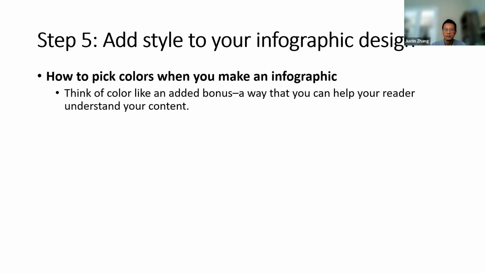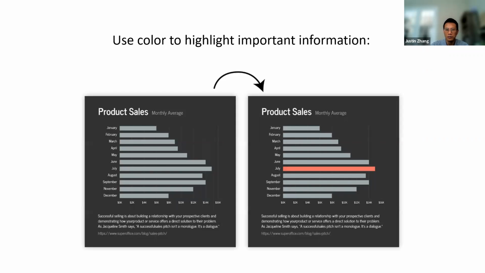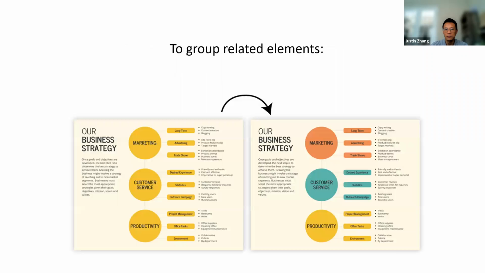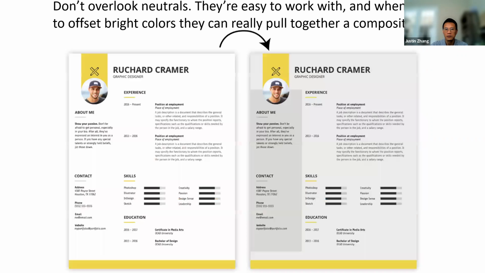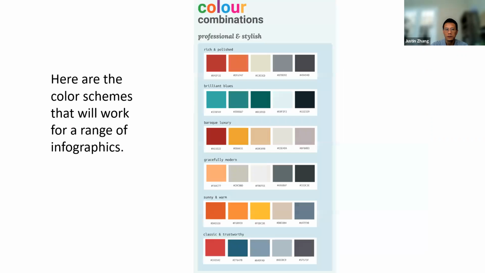So it's important to pick specific colors when you make an infographic. We mentioned the importance of colors in data visualization. Here it's also similar. So please bear in mind to use colorblind-friendly schemes in your infographics. We can use color to highlight important information and group related elements. Neutral colors should be used to offset bright colors. Here are some color schemes that will work for a range of infographics.